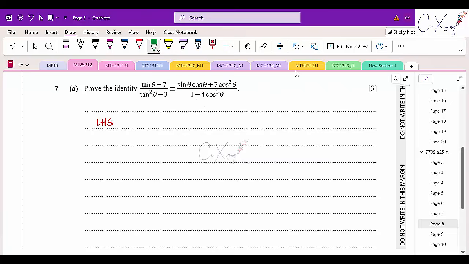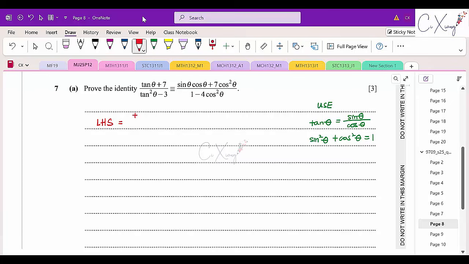Okay, so before we start, of course, you need to recall a little bit about the identities that are frequently used in the AS syllabus. We have tangent theta, which equals sine over cos, right? And also another frequently used one: sine square plus cos square equals 1. Okay, these are the two identities that we use very often in our AS syllabus. So let's start from the left hand side here.